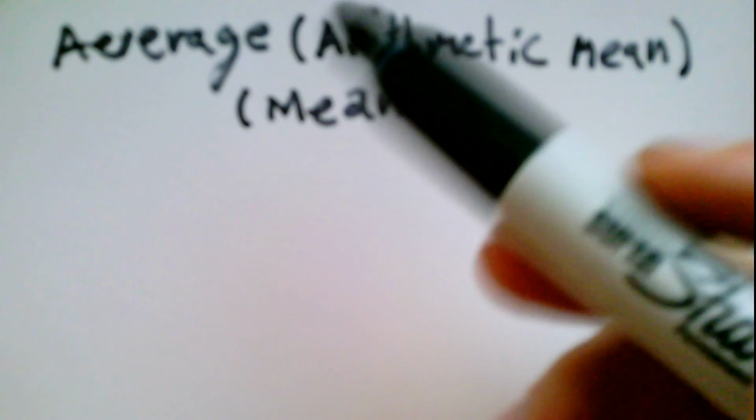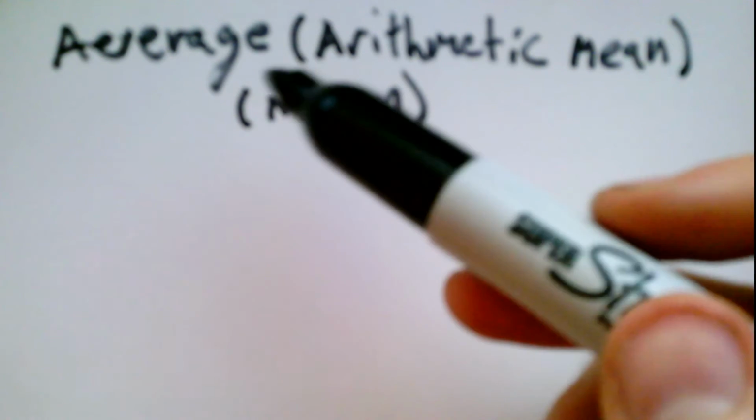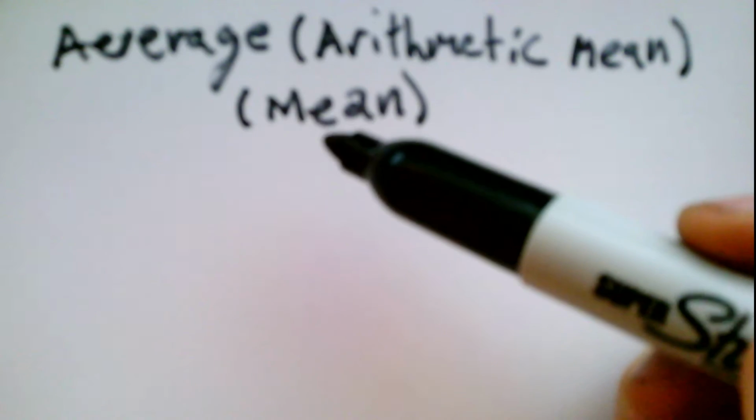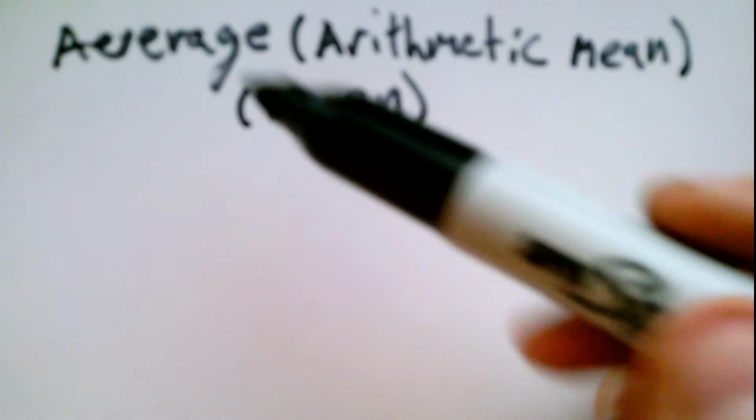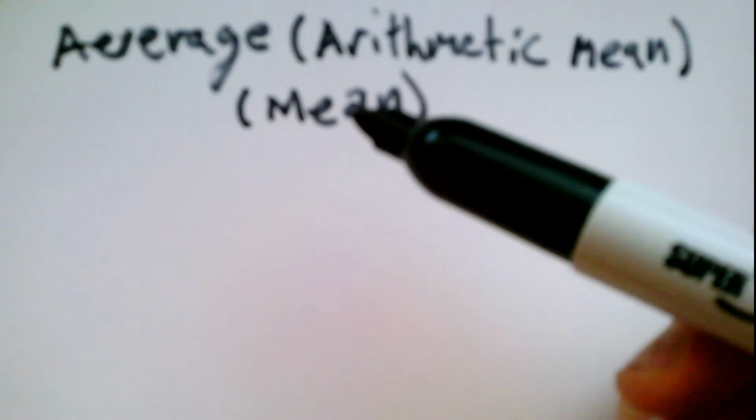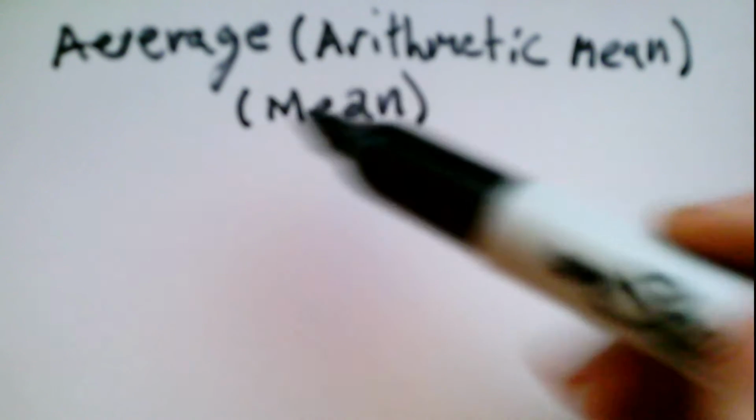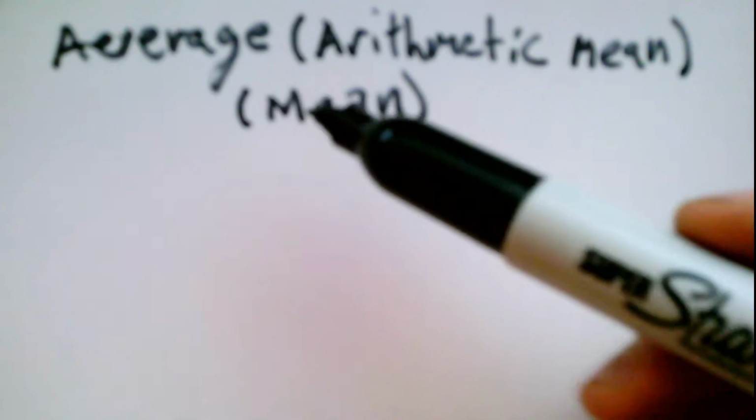So I'm going to use the term mean and average and arithmetic mean interchangeably. I'll probably stick with average. I'll want to use mean, but I'll probably use average a few times. These three things, when I say any one of these things, I'm going to mean the other two as well.